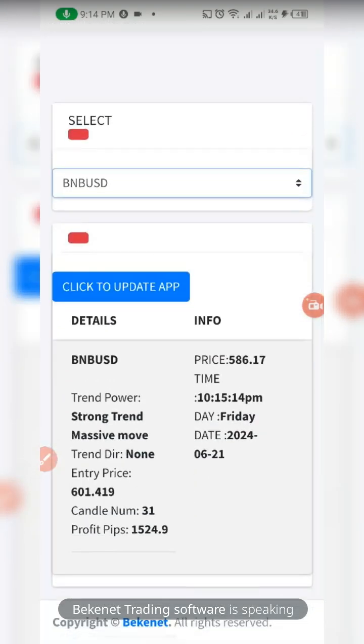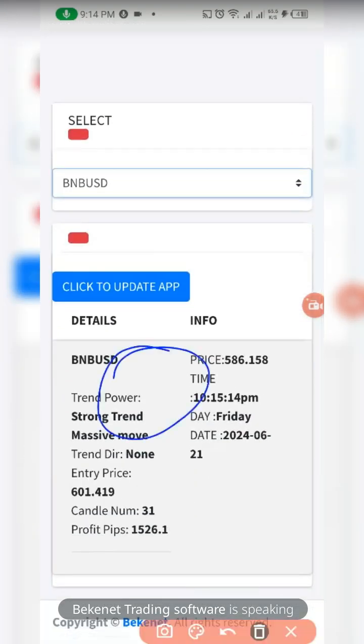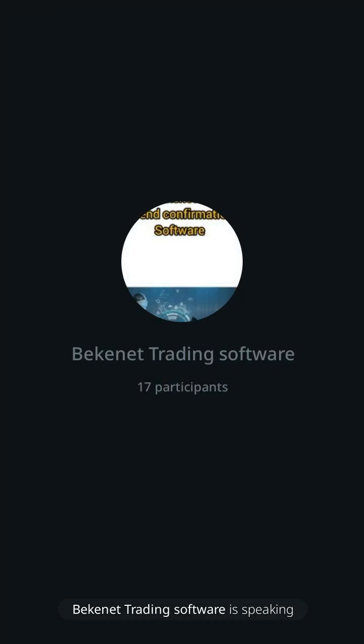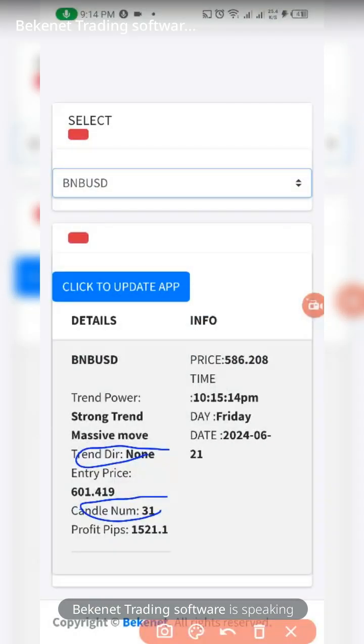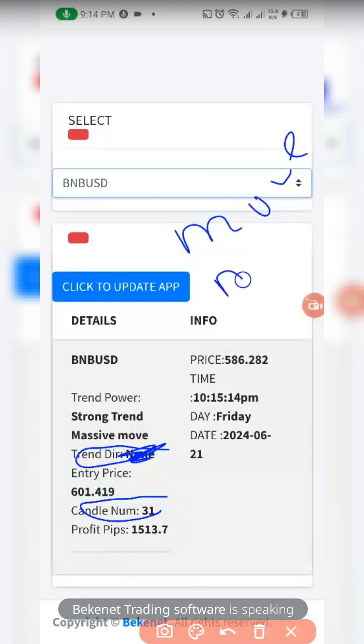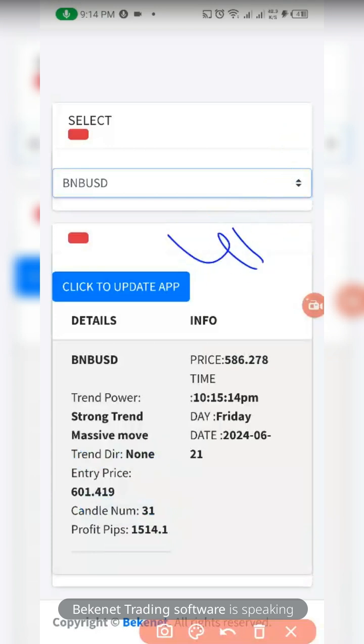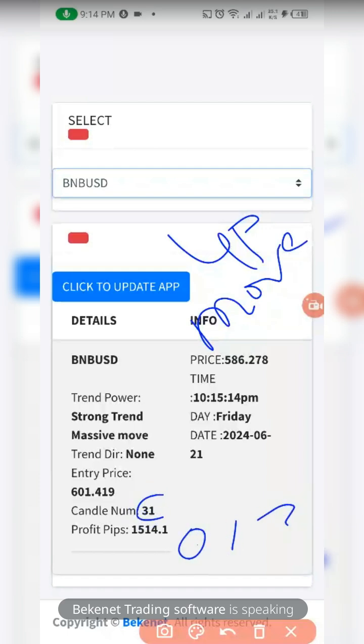Now, the only things that we are looking at are the trend direction and the number of candles. Nothing more, nothing less. So how do we take a buy or a sell trade? If the trend direction you're seeing is telling you up move, simple and straightforward, up move, deal. Once you get this up move, the next thing you should look out for is the number of candles. Is it 0, 1, or 2? If it's 0, 1, or 2, you can take the trade. That's a buy signal.